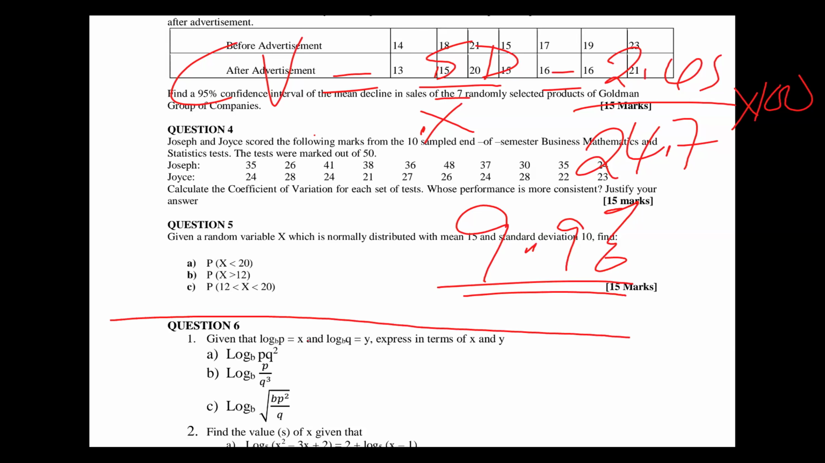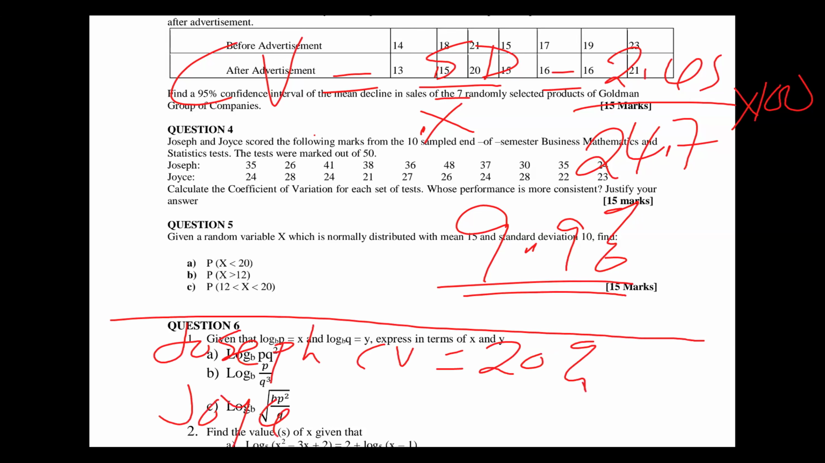So to conclude, the last part of the question says whose performance is consistent. So check the CV. For Joseph, the CV was what? 19%, 20%, right? It was 20%. Yes. Then for Joyce, the CV was what? 9.9, which is approximately 10%.